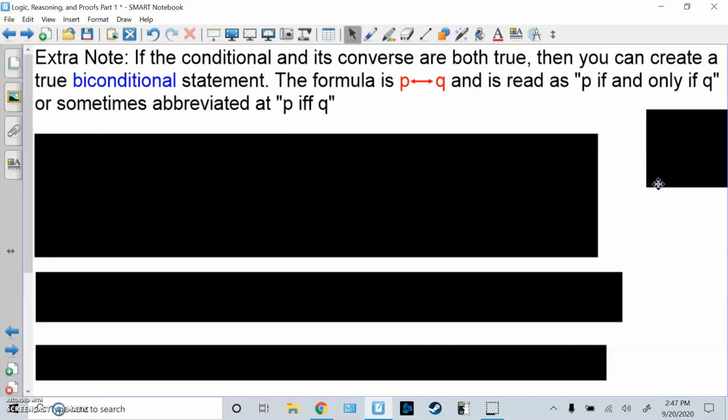Alright, one extra note that's actually pretty important is the biconditional. If the conditional and its converse are both true, you can create a biconditional statement. The formula is P double arrow Q. This is read as P if and only if Q, or sometimes you abbreviate it as P iff Q.